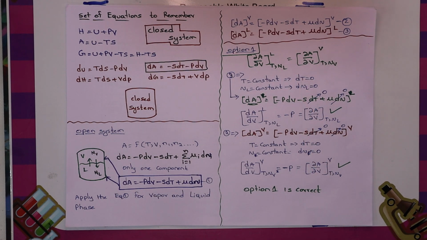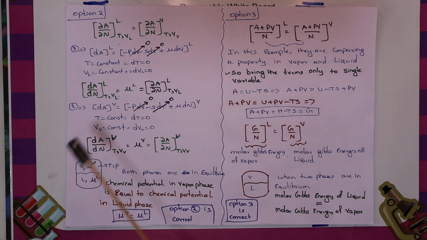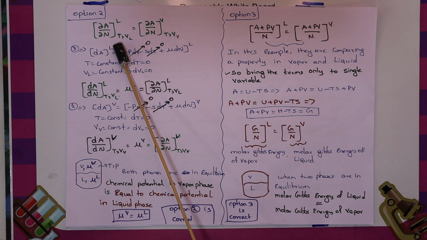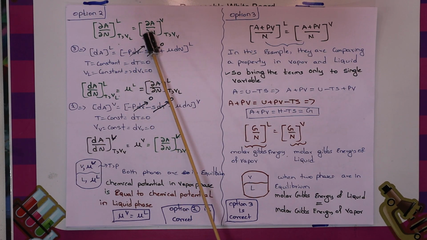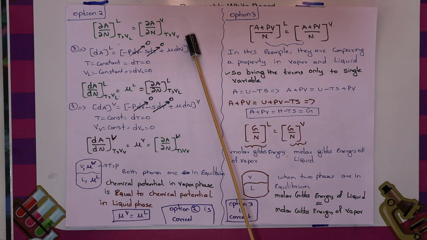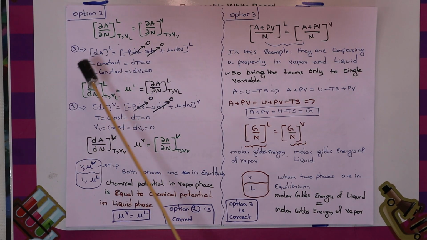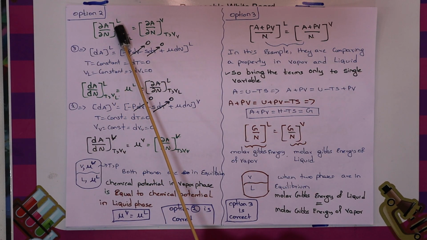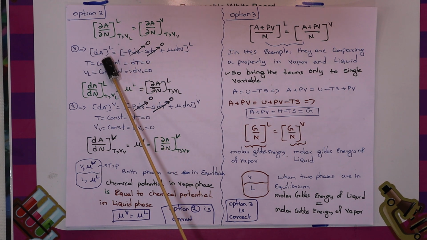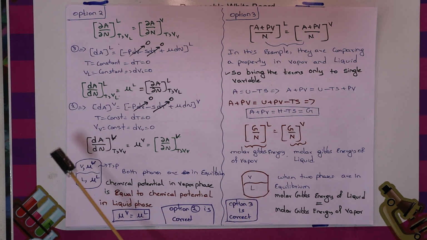Let us go for options 2, 3 and 4 in a similar way. They signify that ∂A/∂N for the liquid phase at constant temperature and constant volume of the liquid equals ∂A/∂N for the vapor phase at constant temperature T and volume of the vapor phase. Earlier it was the moles, and now it is the volume. Let us evaluate. The same expression is valid, so let us take the left-hand side first. dA for the liquid phase equals −P dV − S dT + μ dN for the liquid phase.